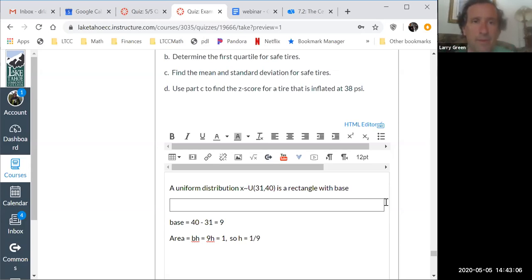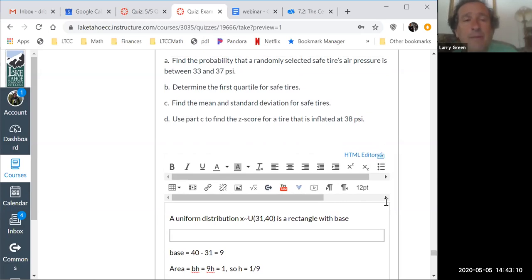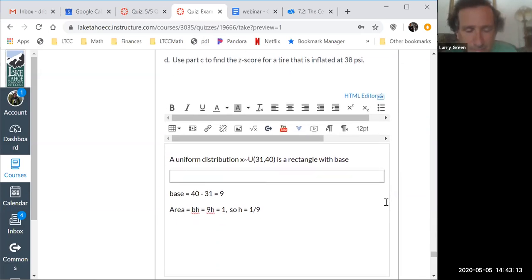We need that. Okay, for part A, we want to find the probability that we're between 33 and 37. So the probability that X is between 33 and 37, well, that's a base times height also. Now the base is 37 minus 33. And the height is still 1/9. And 37 minus 33 is 4, divided by 9. There's A. Any questions on part A?